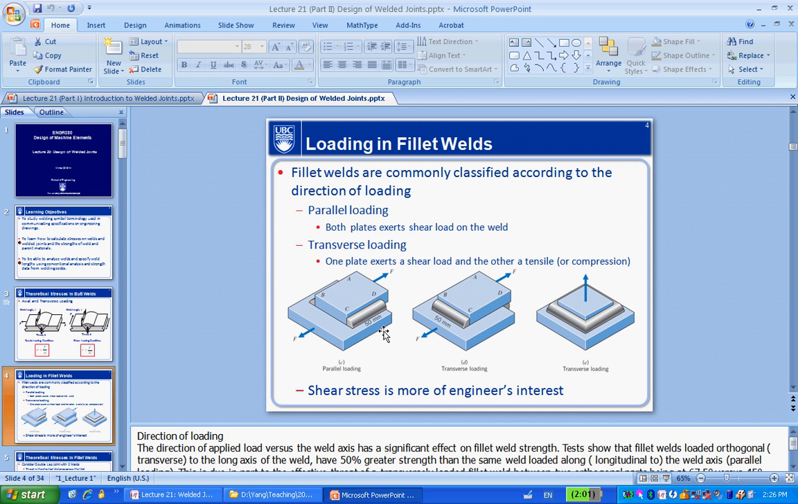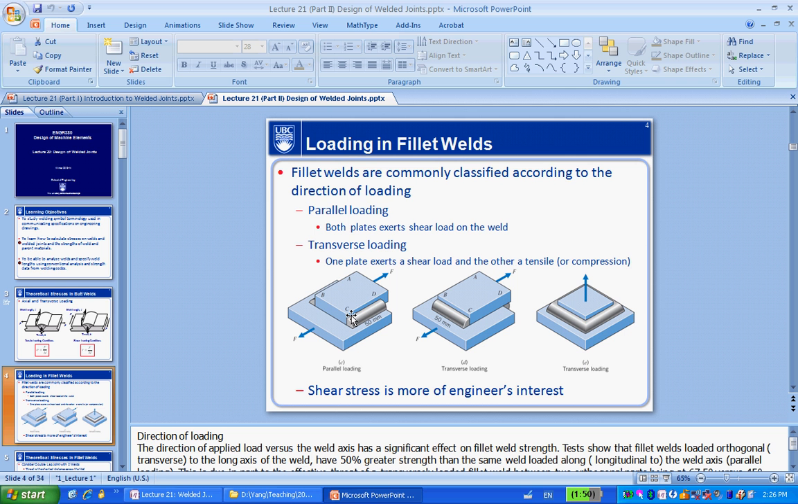Understand that there are two types of loading here. One is called parallel loading. The other is called transverse loading. Parallel loading basically means both plates exert shear load on the weld. Look at these three here, particularly the first one. There are two plates, F here, and fillet welds here. If you look at the stress at that section and at the bottom, both of the surfaces will feel the so-called shear stress, so F divided by a certain area.